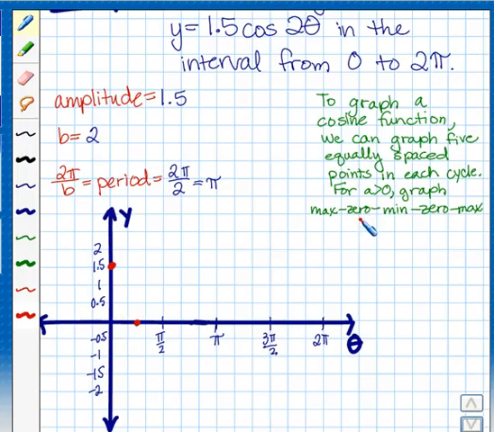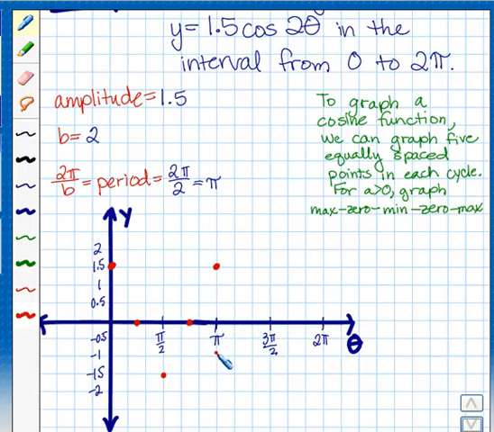So that's our 0. Now, pi over 2 is going to be our minimum, which is negative 1.5. And then 3 pi over 4 is going to be 0 again. And then at pi, we have our maximum again, 1.5. Okay? And that's all because I divided pi by 4. That gave me pi over 4. And then another pi over 4 would be pi over 2, and then another pi over 4, and so on. We split pi into 4 equal spacings.